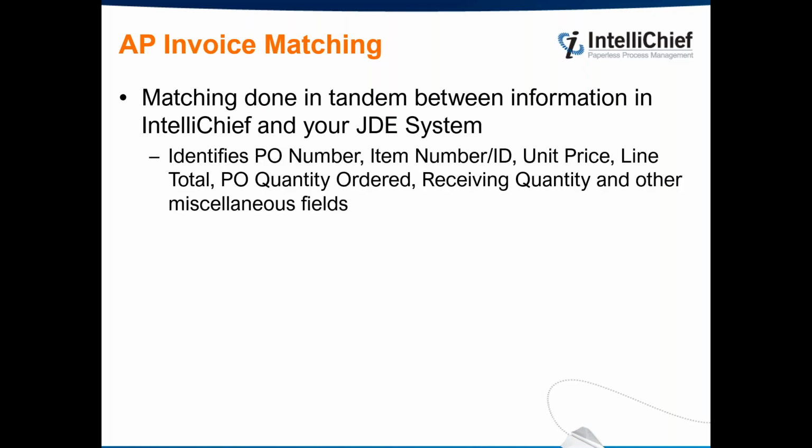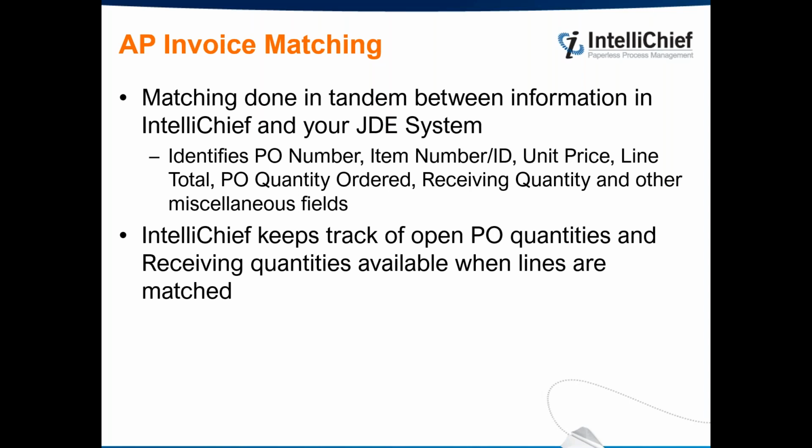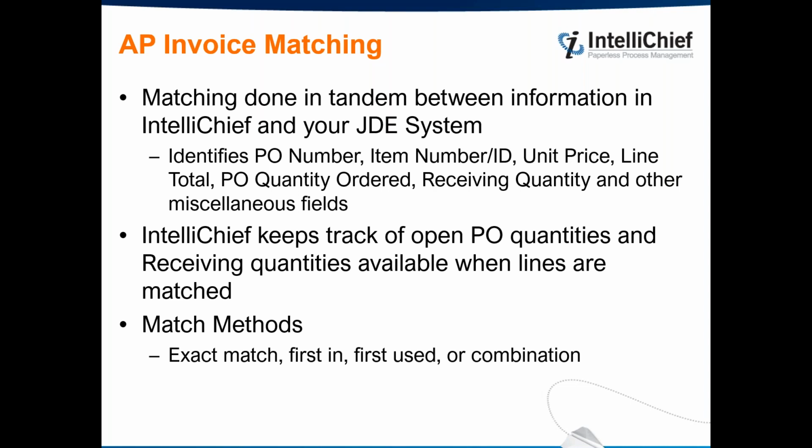So IntelliChief's going to identify all of the key fields that are needed to perform your invoice match. IntelliChief, within our own workflow, will even keep track of open PO quantities and receiving quantities, because if an invoice does not match, you'll have visibility to that in IntelliChief workflow, and you'll be able to see all that information in real time because IntelliChief is doing those lookups up to JD Edwards. We want to make sure that IntelliChief is only passing valid invoice data, invoices that are able to be vouchered to JD Edwards. And we'll support multiple match methods, right? So we can do exact match.